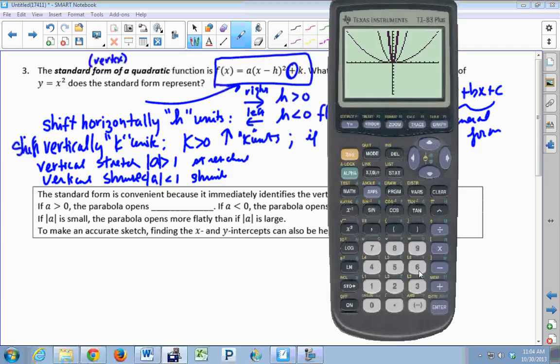Okay, so you can see the effects now of the coefficient A on your parabola.